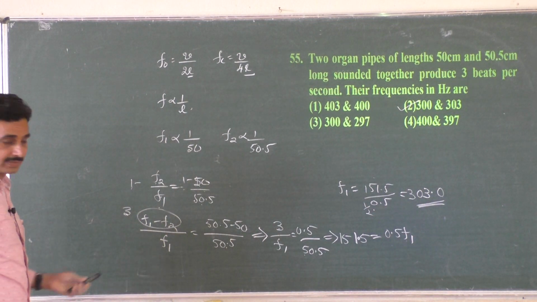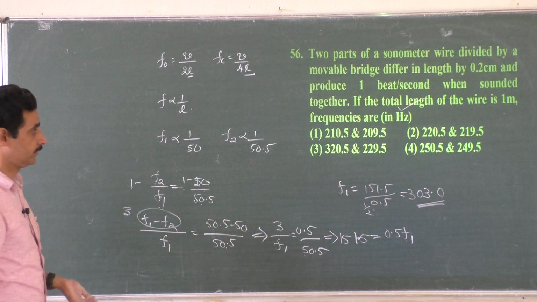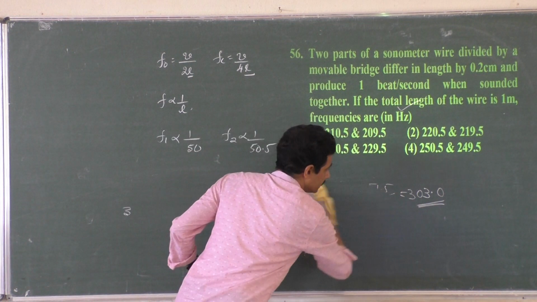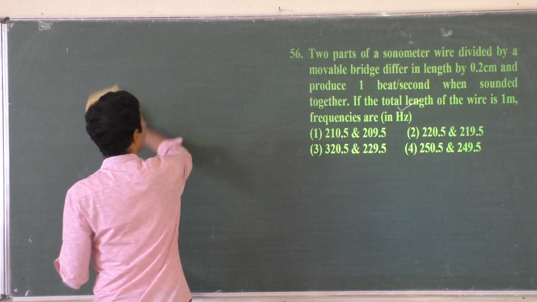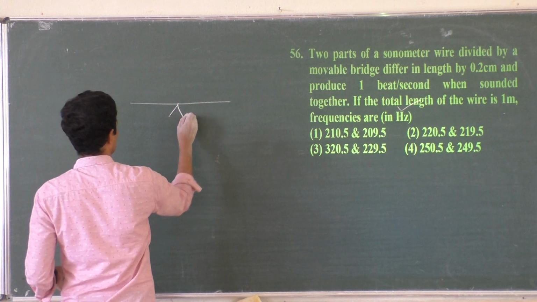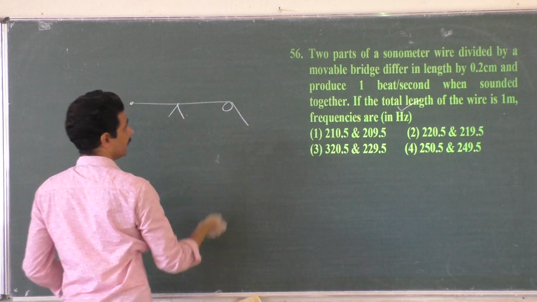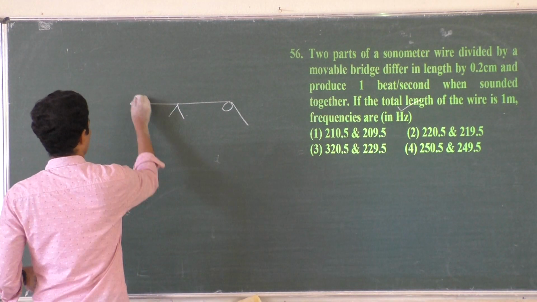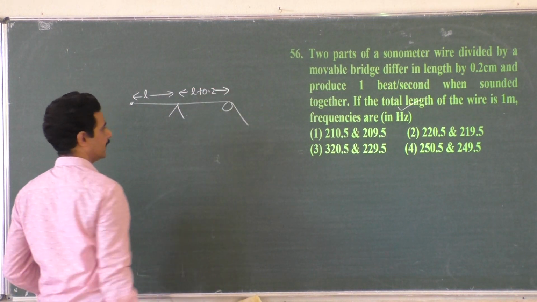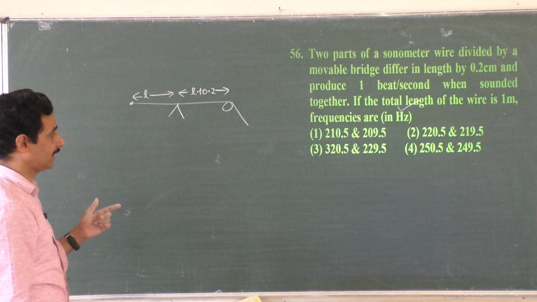Question 56. Two parts of a sonometer wire are divided by a movable bridge and differ in length by 0.2 centimeters. Here one end is fixed and this is passing through a pulley. So they differ by 0.2 centimeter. I'll take this as L plus 0.2. They produce 1 beat per second when sounded together.